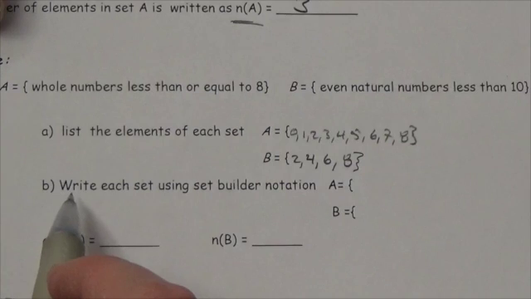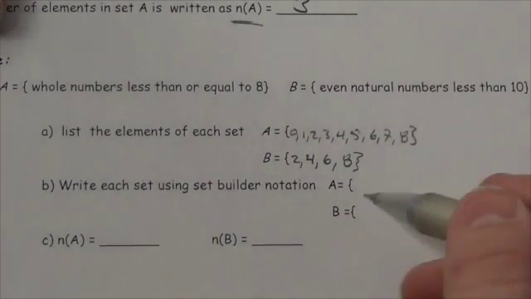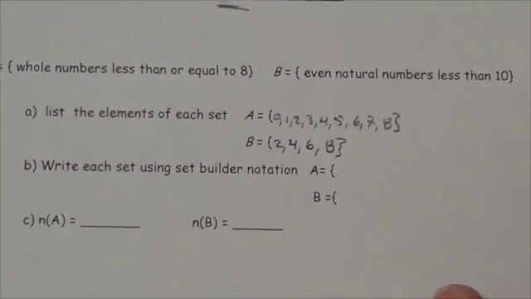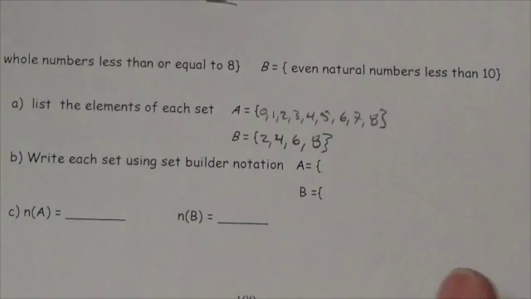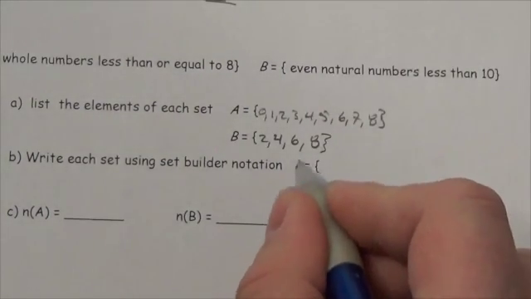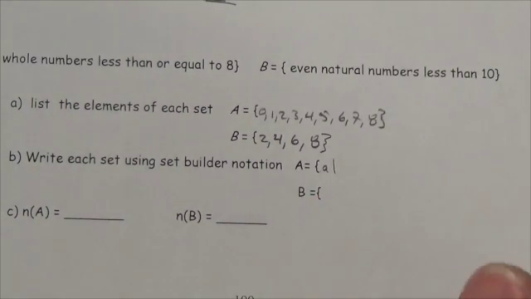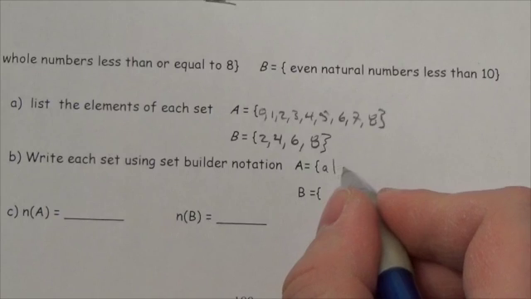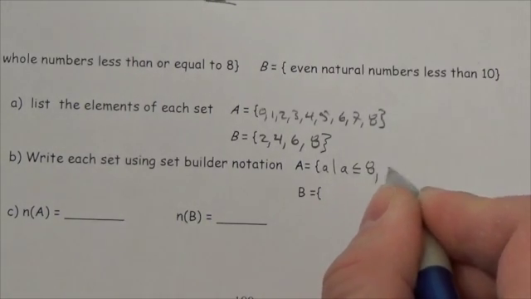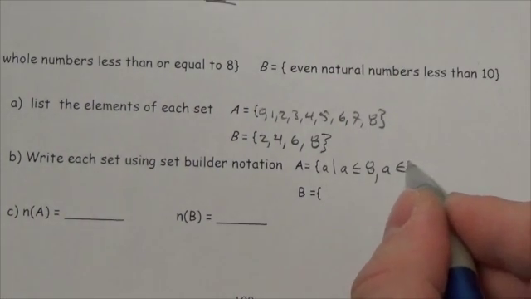So this next question says, write each set using set builder notation. Okie dokie. Now I can use whatever variable I want here. I tell you what, just for consistency's sake and to try to make this as clear as possible so you're relating these, let's say that set A, capital A, is equal to little a variables, such that a is less than or equal to 8, where a is an element of, and then we would use W for the whole numbers.